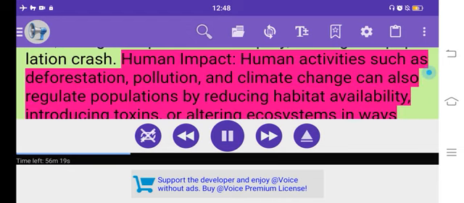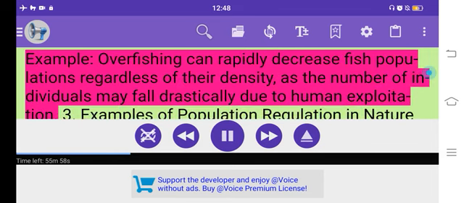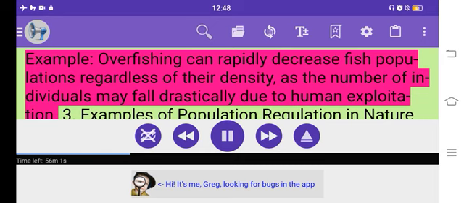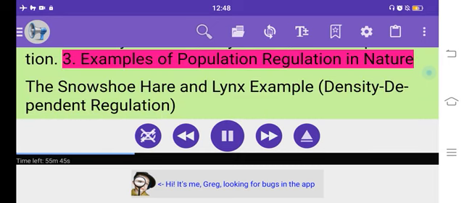Human impact. Human activities such as deforestation, pollution, and climate change can also regulate populations by reducing habitat availability, introducing toxins, or altering ecosystems in ways that harm wildlife. Example, overfishing can rapidly decrease fish populations regardless of their density, as the number of individuals may fall drastically due to human exploitation. 3. Examples of population regulation in nature.